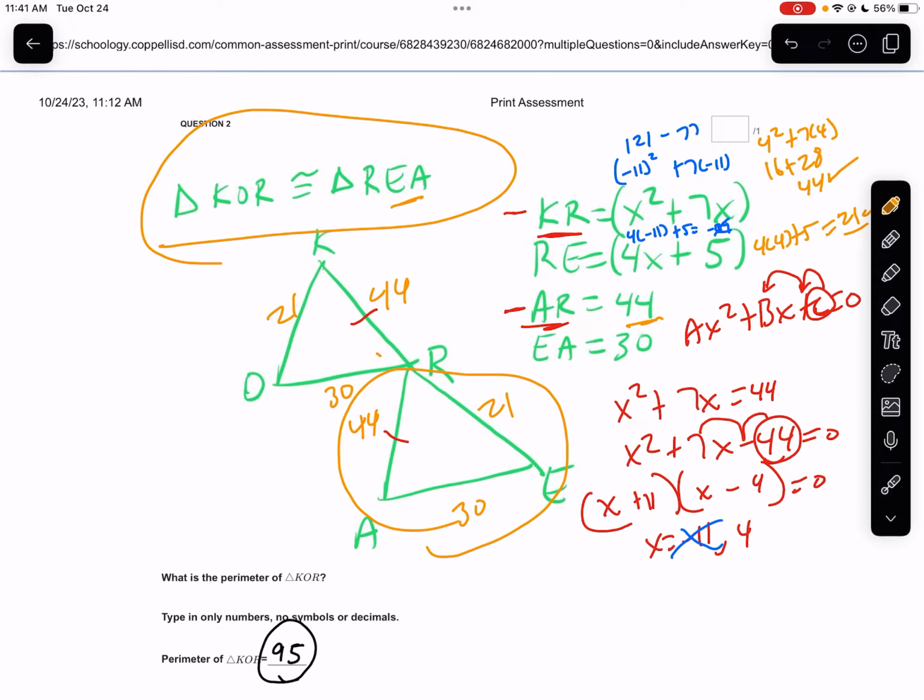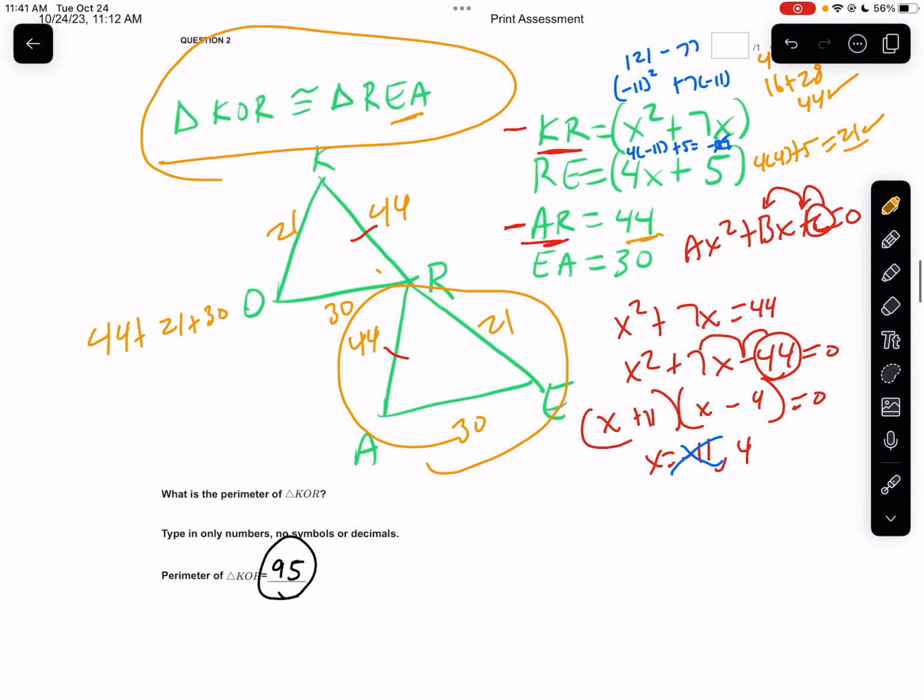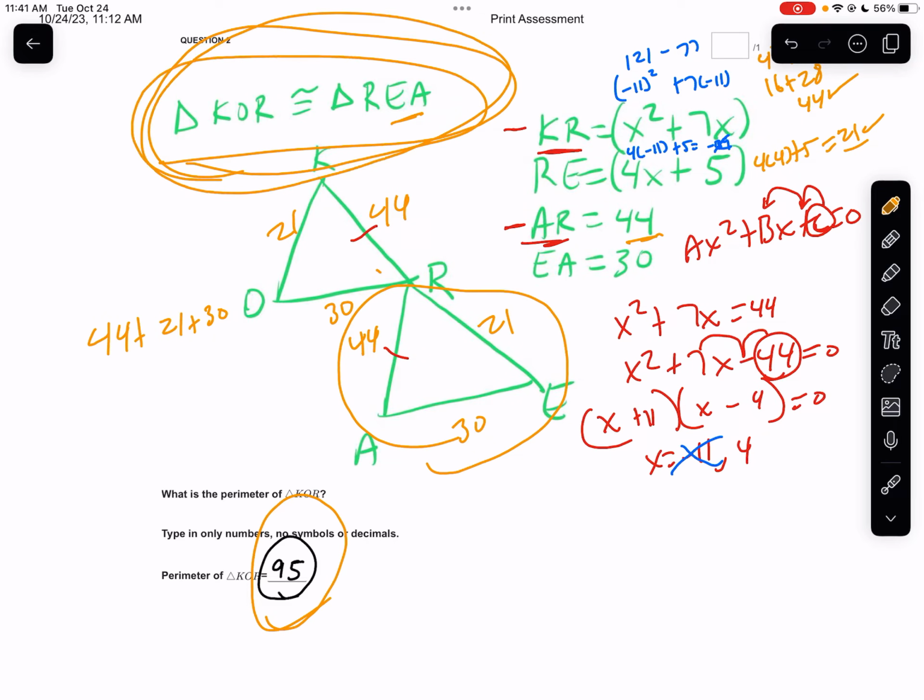So how do you get a perimeter? You add them up. 44 plus 21 plus 30. That is 64, 65, 95. There's our answer. If you didn't use the name, you got stuck and you got lost. You got to go by the name.